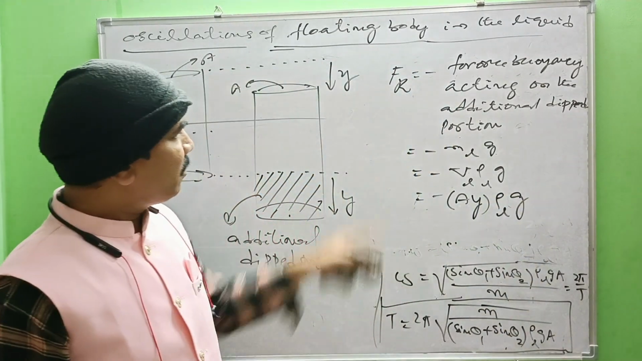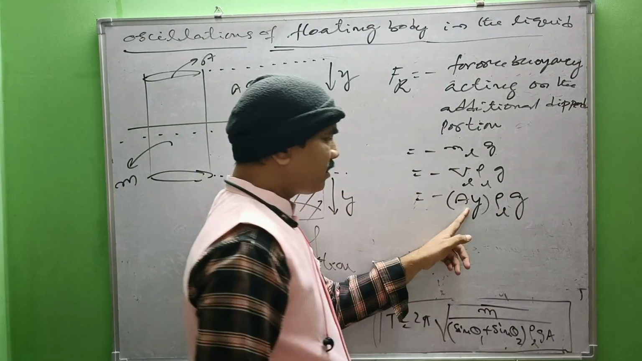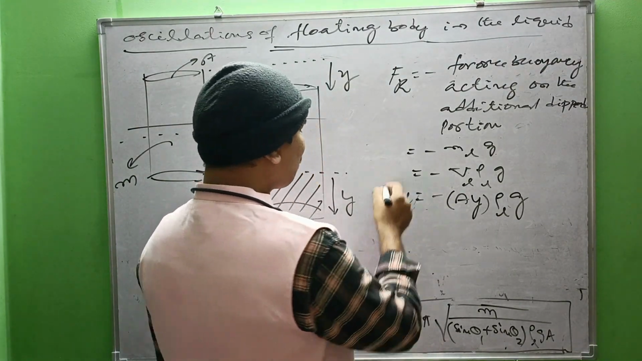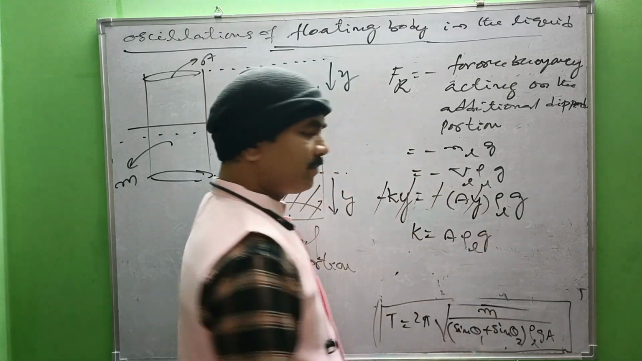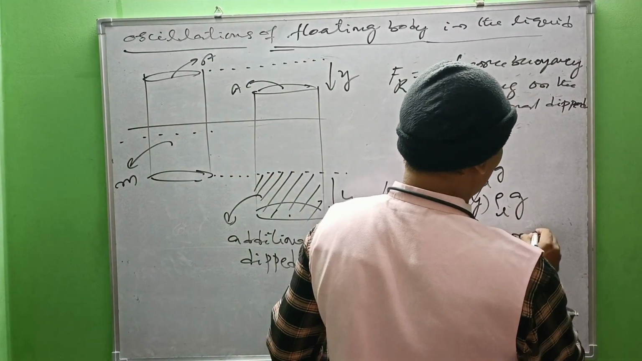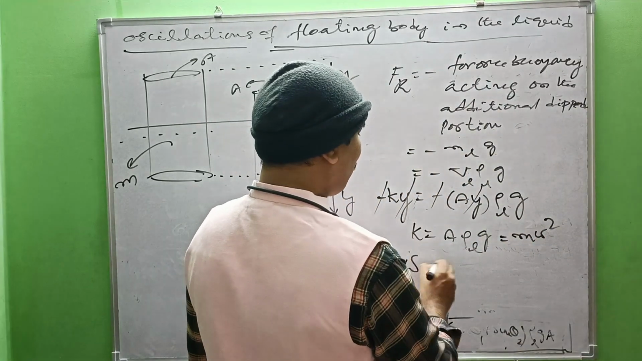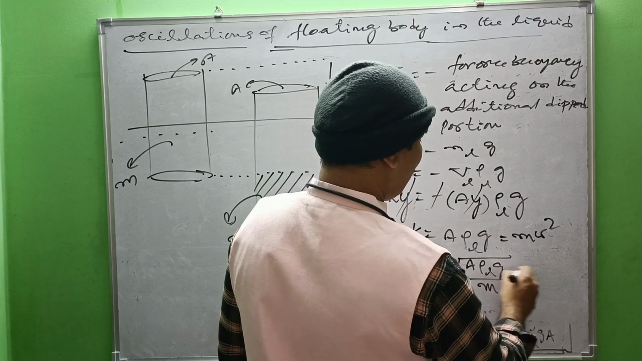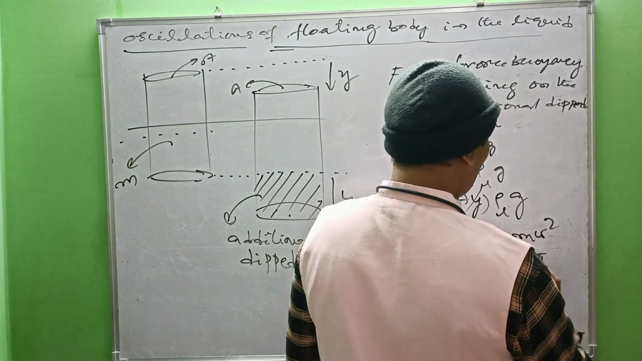Now Fr usually means minus k into x, otherwise minus k into y. Here the symbol y is taken, that's why I take Fr as minus k into y. So minus cancels, y cancels, we are left with k equals A rho L g. Now what is k? Usually equal to m omega square. That is omega square equals A rho L g by m. Omega equals root over A rho L g by m. Usually omega, the angular frequency, equals 2 pi by T.